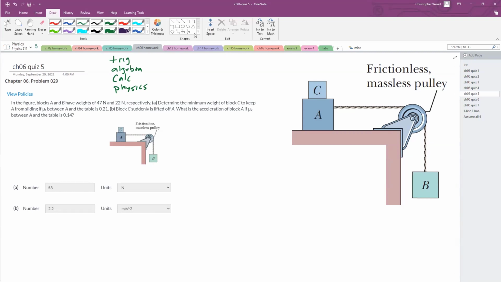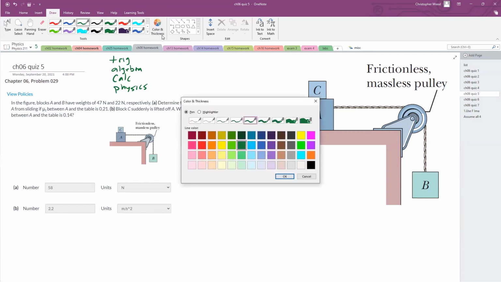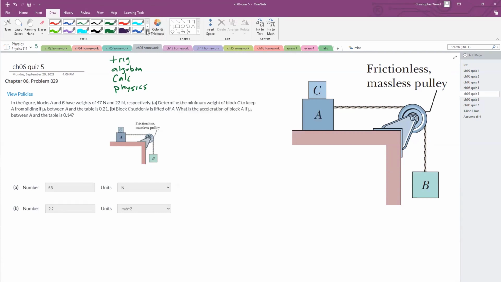All right, so this says, in the figure, blocks A and B have, so I know the weight of block A, I know the weight of block B. Fine. Determine the mass of block C that's needed to keep things stationary. Determine the minimum weight of block C to keep A from sliding. That is the question for part A.